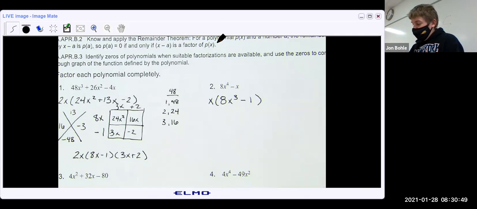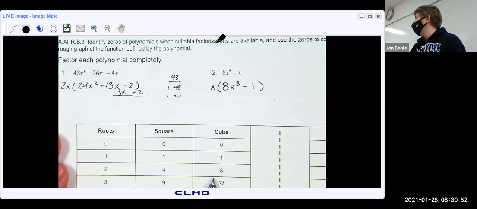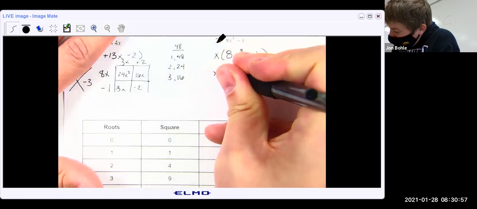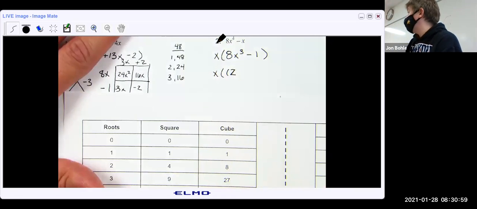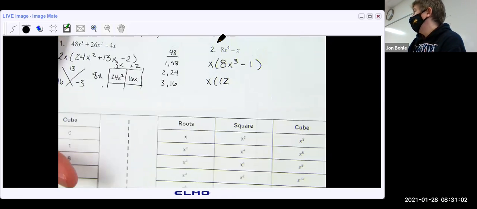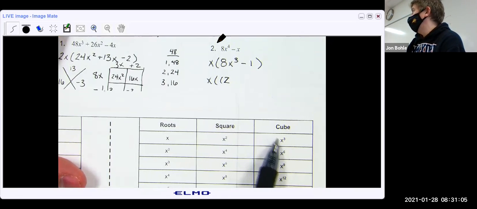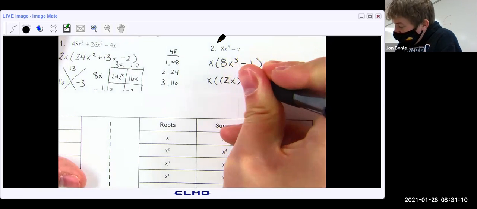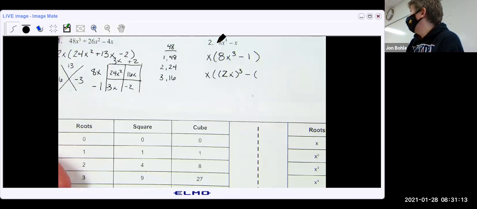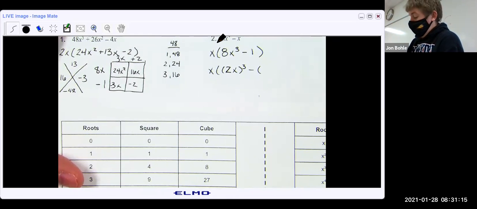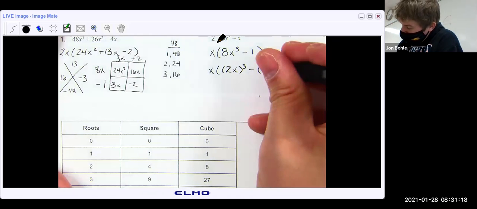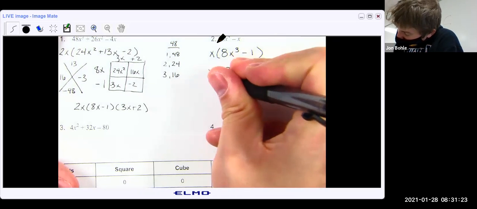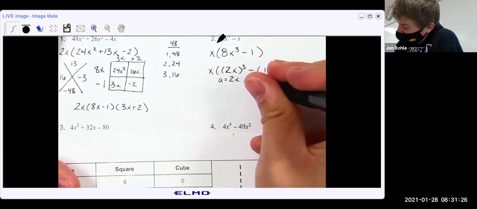Is 8 a perfect cube? Yes, it is. What's its root? 2. So I can rewrite this as x times 2. What's the root of x cubed? Yep, the cube root of x cubed is x. And then is 1 a perfect cube? And what's its root? 1. Okay, so now I have an a value. And now I have a b value.